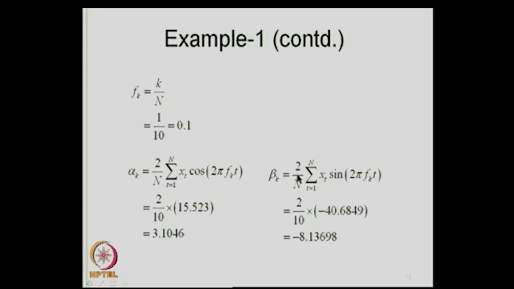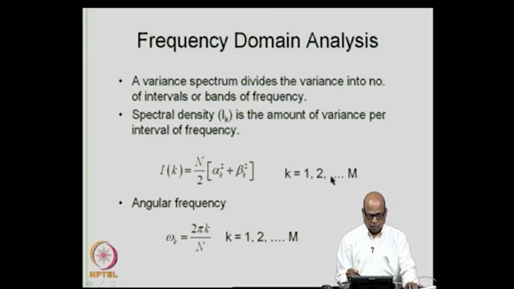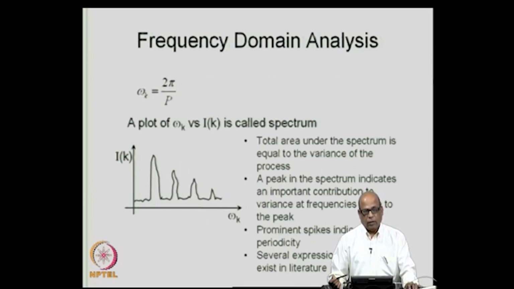Once you know alpha k and beta k for all k, you determine I k. Once you have determined alpha k and beta k for, let us say, k is equal to 1 to m, m is the maximum lag, you can determine I k for all these k's, because alpha k and beta k are known. Similarly, you know omega k is 2 pi k by n. So, for a given k, you know omega k and I k, plot omega k on the x axis and I k on the y axis, you will get the spectrum. So, this is how we estimate the spectrum.